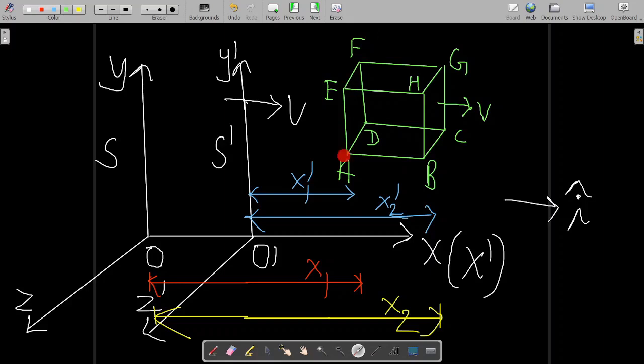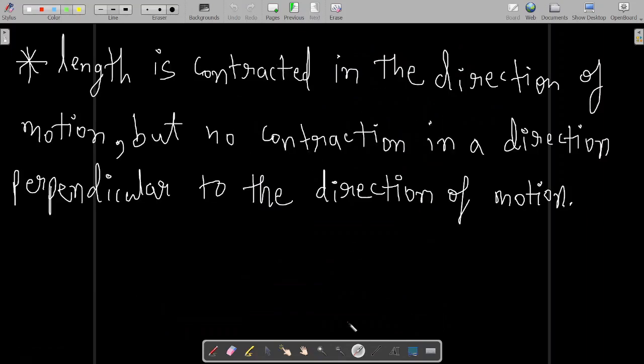Okay, but AB will contract because it is parallel to the direction of motion. DC will contract because it is parallel to the direction of motion. FG will contract because it is parallel to the direction of motion. EH will contract because it is parallel to the direction of motion. So these are the things which we have with us. So length is contracted in the direction of motion, but there is no contraction in a direction perpendicular to the direction of motion. So these are the things.